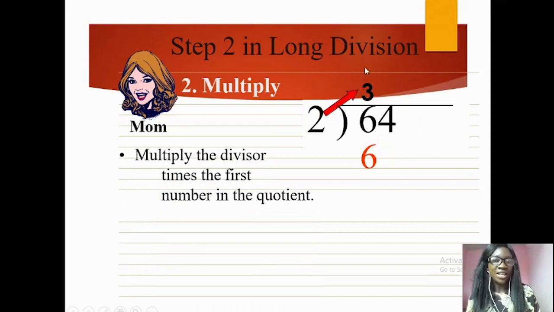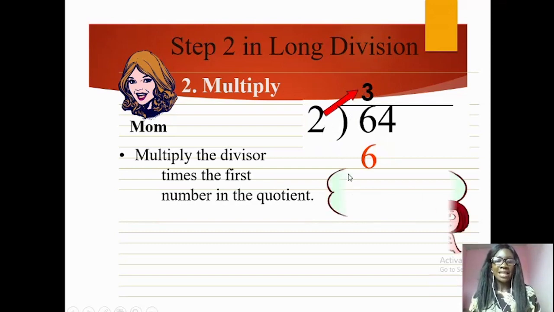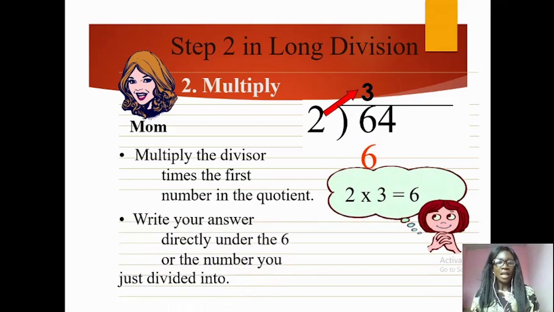Remember, our divisor is what? Is 2 here. Divisor by the first number of what? Of the quotient. This is the first number of the quotient which we got from daddy. So we multiply what? 2 by 3, which gives us what? 6. Okay, now we have to write the answer directly under what? 6 of the number you just divided into. So we are writing it what? 6. So meaning that here 2 times 3 is 6.